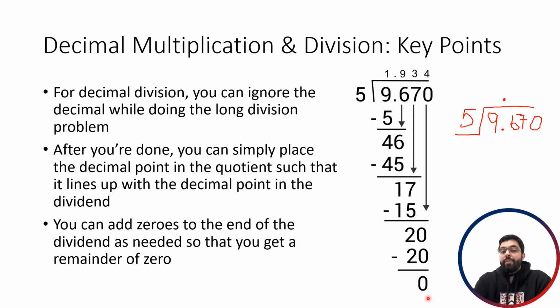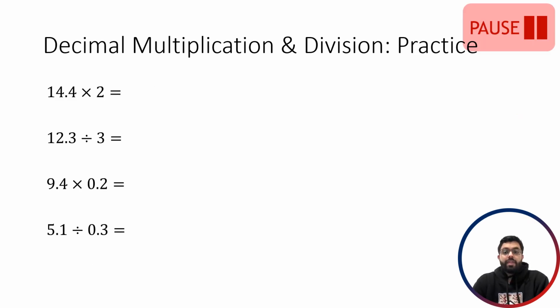So you have to either get a remainder of 0 down here, which means you need to keep adding in zeros to your dividend, or you need to get a number down here that you've already seen as a remainder earlier on in the problem, because that's going to be your signal that we're going to run into a repeating decimal situation. So we're going to see an example of that in a little bit, but hopefully that covers everything for the key points for decimal multiplication and division. So now we're going to jump into some practice problems for decimal multiplication and division.